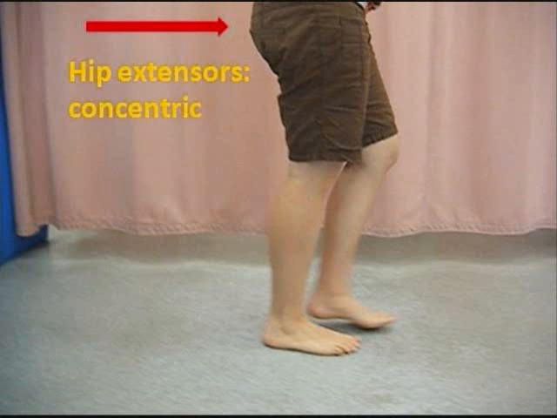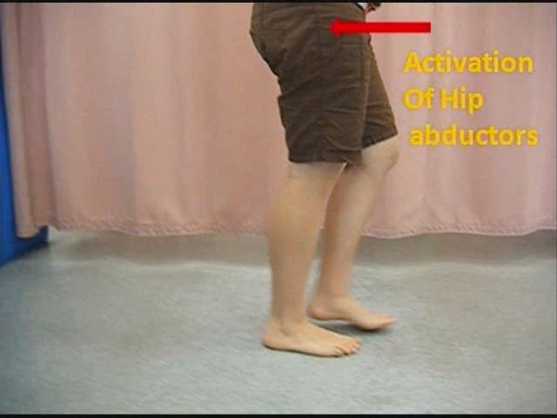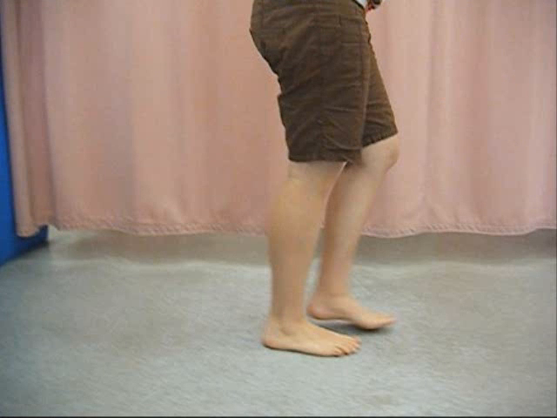The hip extensors, such as the gluteus maximus, are slightly active concentrically to help stabilize the hip as the body is propelled forward. Hip abductors, the gluteus medius, of the stance leg are active to stabilize the hip in the frontal plane, preventing the opposite side of the pelvis from dropping excessively.